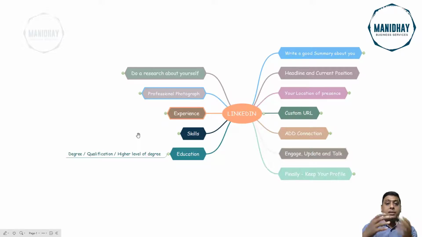Next, education. The degree, the qualification, the higher level of degree. For example, if you are an MTech graduate, you can mention MTech in structural engineering, from which college, which university. Then comes the BTech or the BE in civil engineering, which college, which university. Like this, you can mention the degrees and qualifications, and also give a small summary about any achievements in your college. Okay, this is about the education.